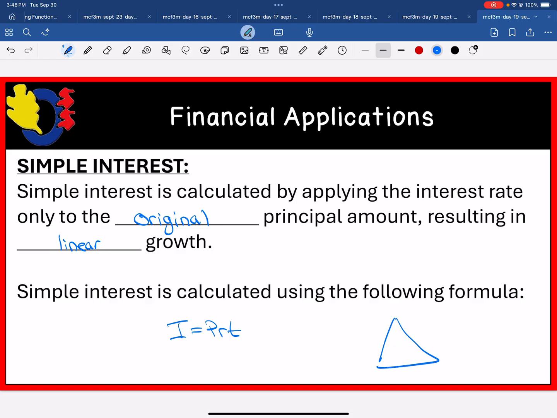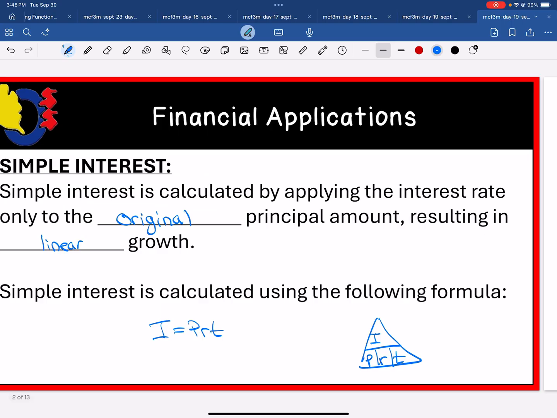And we can make a little triangle that can help us with our formula here. So I is going to go at the top, PRT at the bottom. So if we're looking for the interest, we cover that up, and then the interest is equal to P times R times T. If we're looking for the principal, we cover up the P, and the answer for P would be P is equal to I divided by R times T, and so on.